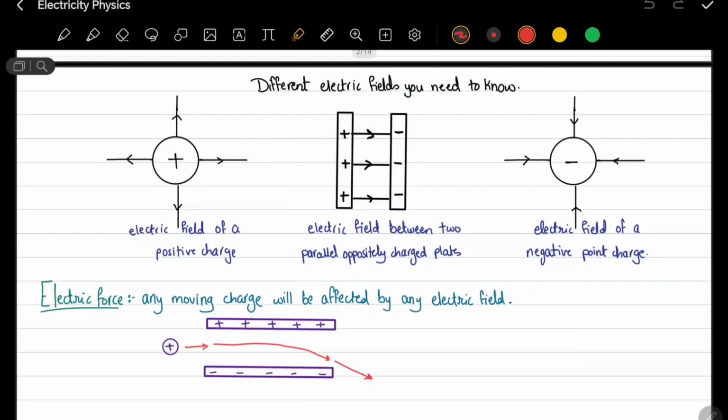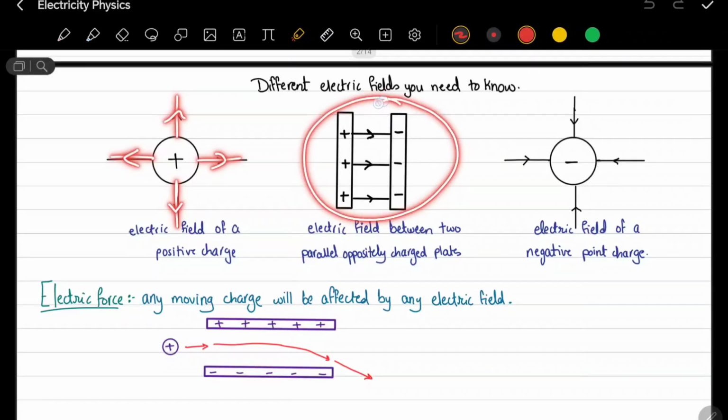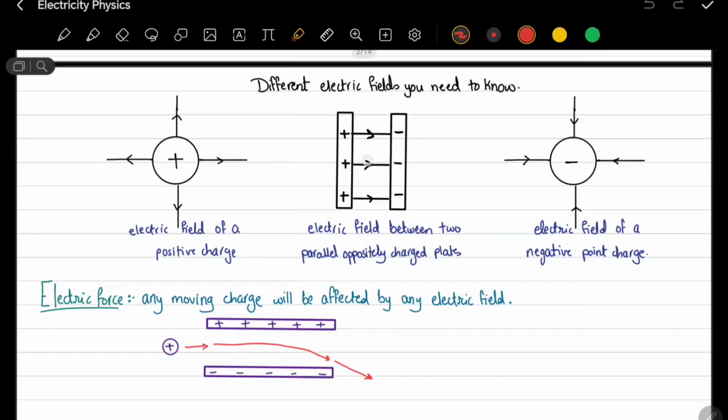Now we have different electric fields that you need to know. The first one is the electric field of a positive charge. Always remember that the electric field of a positive charge is going to be outwards. The electric field between two parallel oppositely charged plates is going to be from the positive plate to the negative plate. And the electric field of a negative point charge is going to be inwards.